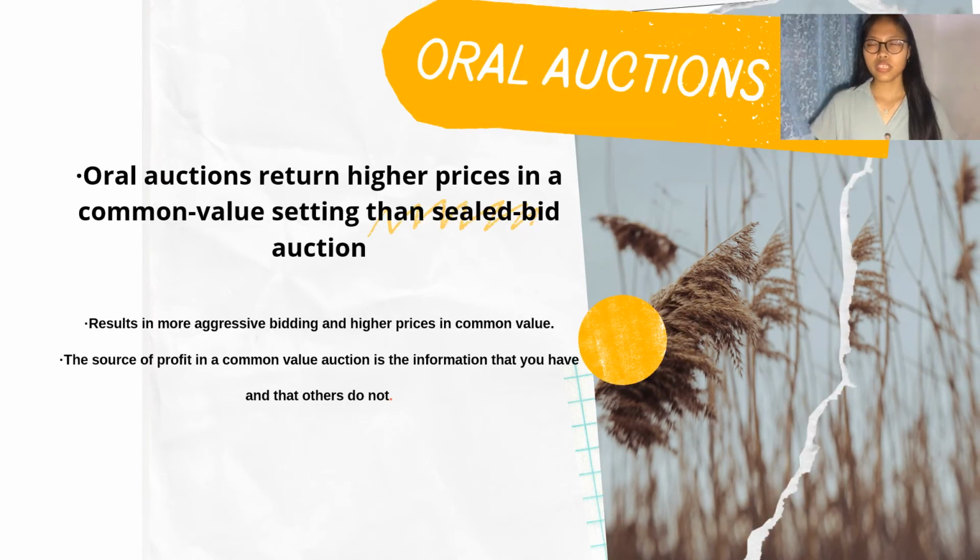Oral auction is commonly used in a common value setting because it gives a higher return of prices or gains more profit. This results from aggressive bidding. If you're an auctioneer, you can encourage aggressive bidding by releasing as much information as you can about the value of the item. Or simply, the auctioneer may manipulate the value of the item by disclosing information even if it is adverse in order to encourage the bidders to bid more aggressively.